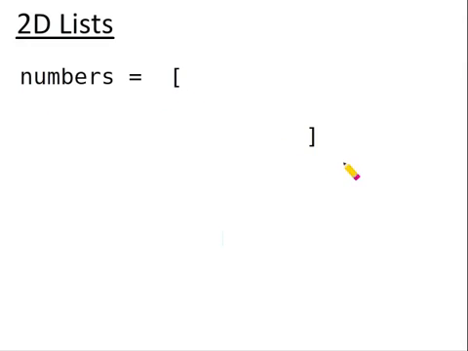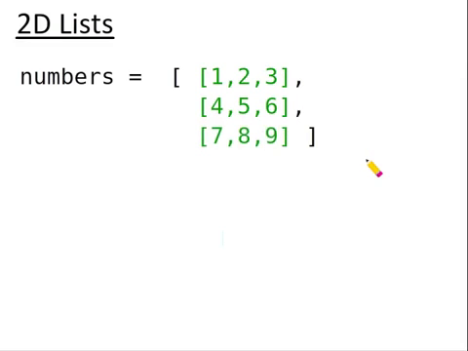And so this 2D list will have 3 other lists inside of it. The first list has the numbers 1, 2, 3. The second list has 4, 5, 6, and the third has 7, 8, 9. So as usual, it's just a list with square brackets and each element separated by a comma. It's just that the elements inside this are also lists.